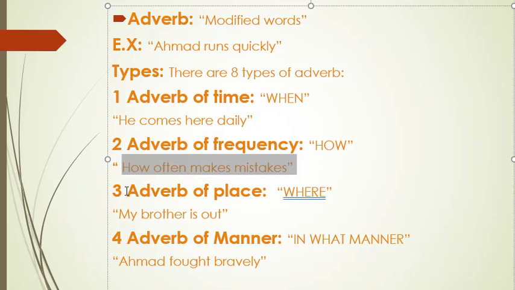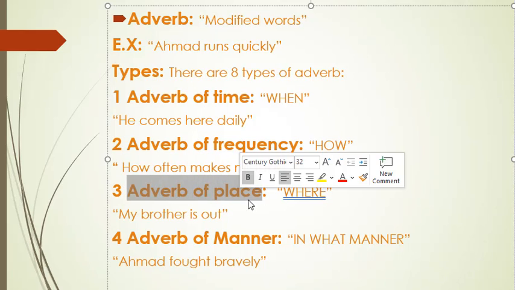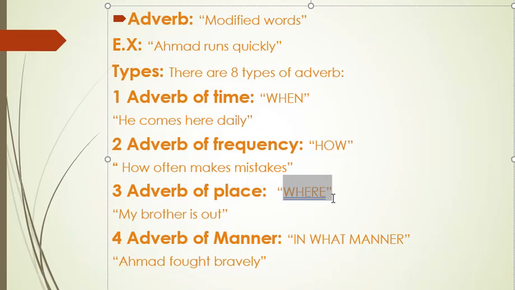The next one is adverb of place. The adverb which is used to show the place of an action and answers with the word where. For example, my brother is out. Someone asks, where is your brother? We can reply, my brother is out. Some other words like here, there are also used to represent the adverb of place.